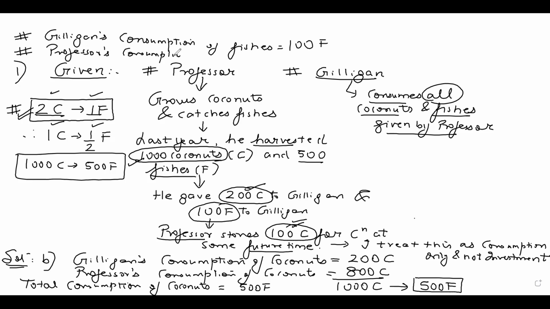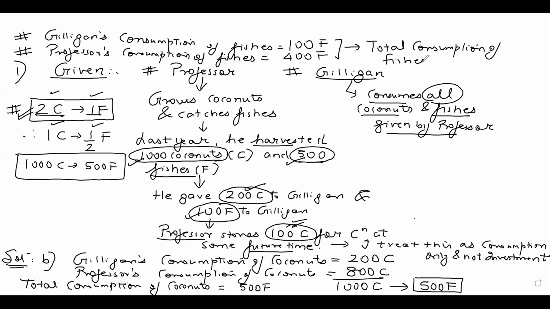Professor's consumption of fishes is how much? The professor has harvested 500 fishes. Out of these 500 fishes, how many were given to Gilligan? 100. The professor has how much? 400 fishes. If I add them up, I can write that total consumption of fishes is equal to 100 fishes by Gilligan plus 400 fishes by the professor, which is 500 fishes.